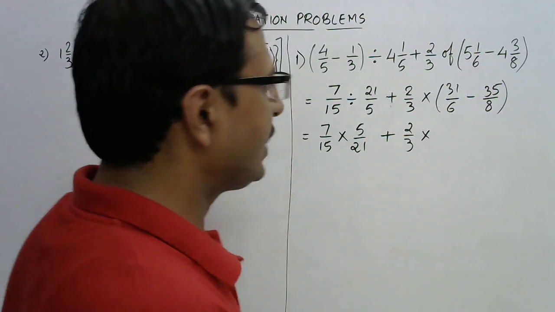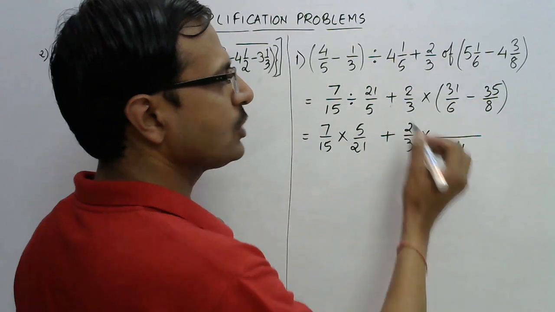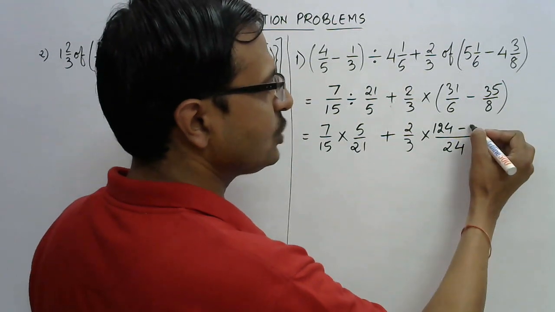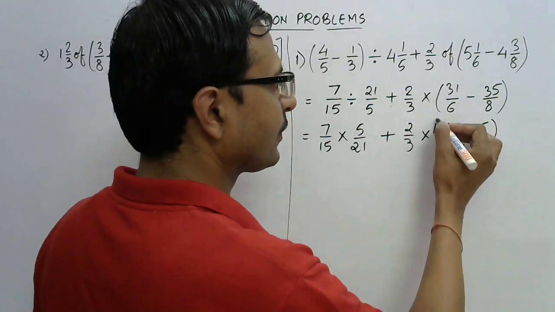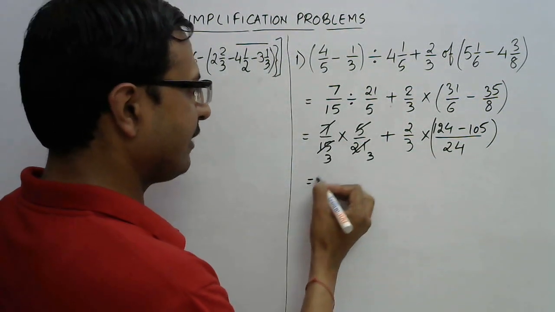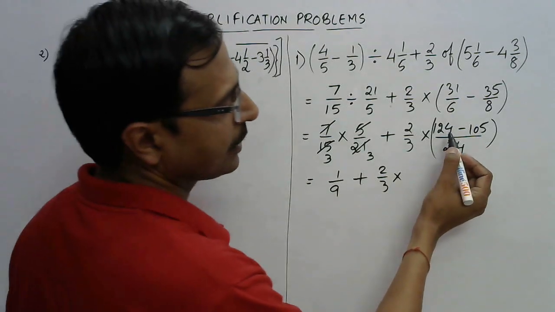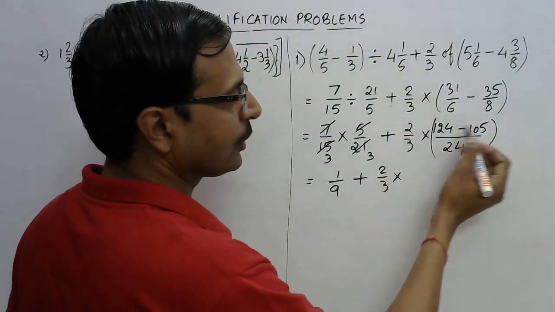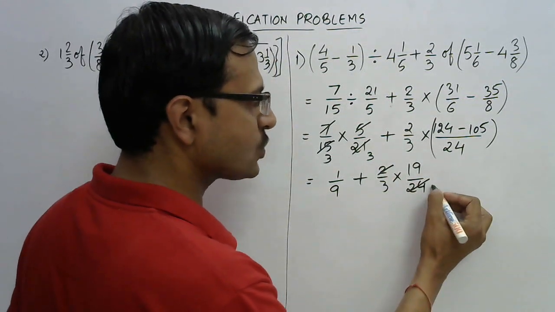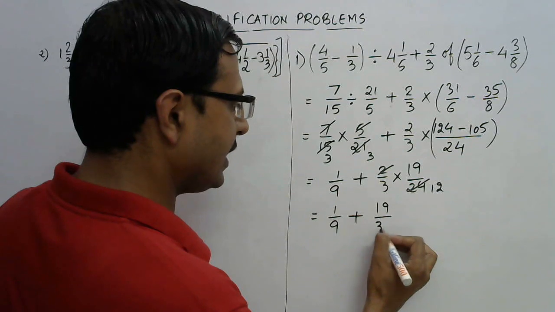So if the LCM is 24, then how about the numerator? 24 divided by 6 is 4, and 4 into 31 is 124, minus 24 divided by 8 is 3, and 3 into 35 is 105. Now here 5 cancels out 3 times and 7 cancels out 3 times. So we have 1 by 9 plus 2 by 3 of. Now let's subtract this. If you subtract 105 from 124, you will have 19 and in the denominator we have 24. So this 2 also gets cancelled 12 times, thereby leaving behind 1 by 9 and 19 by 36.